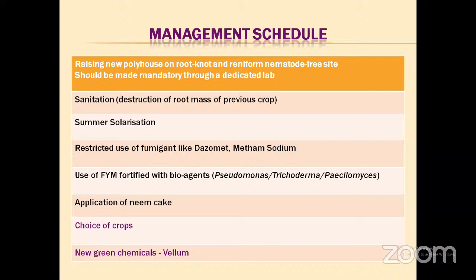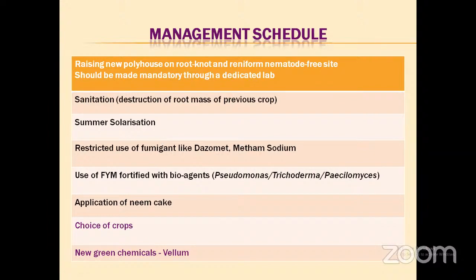As I told you, nematodes live if there is water. If there is no water, we can reduce the life cycle, by one to three life cycles. Once we break that, we can reduce the load. Next is farmyard manure fortified with bioagents, and next is application of neem cake.